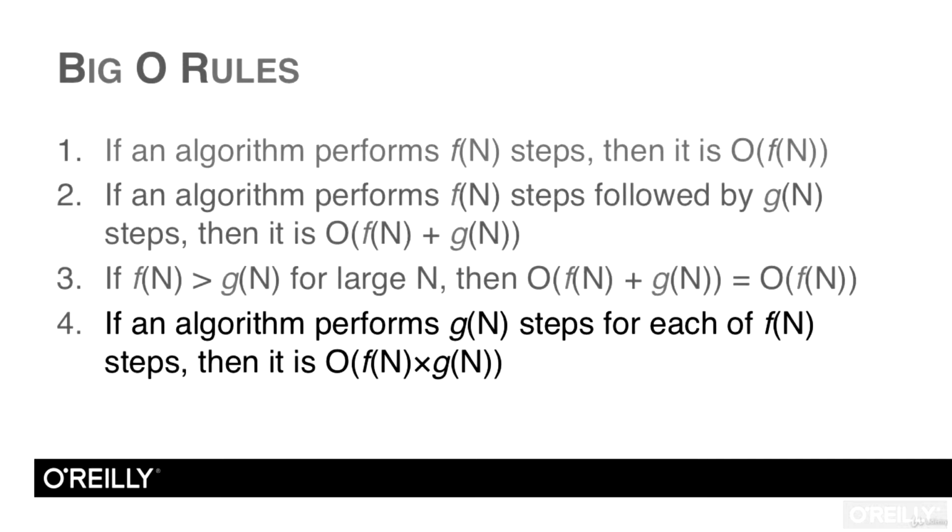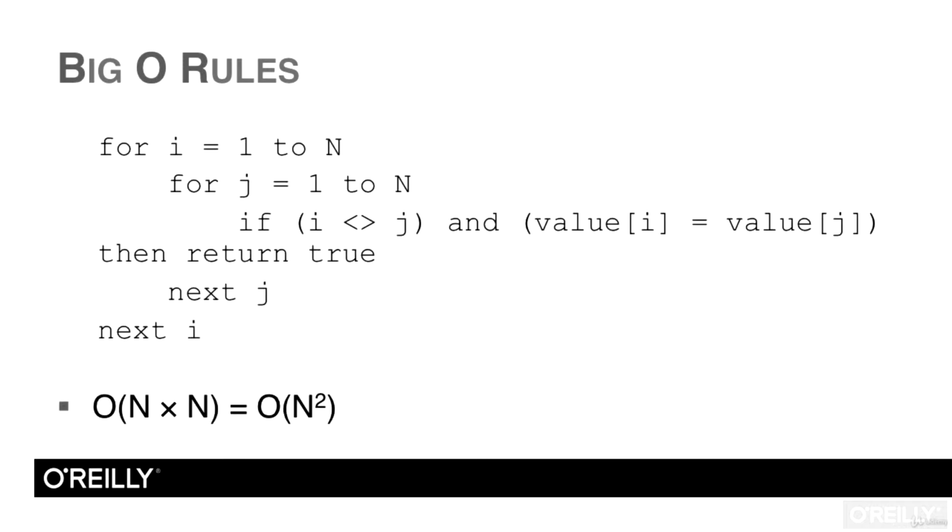Rule 4 says, if an algorithm performs g of n steps for each of f of n steps, then its behavior is order f of n times g of n. For example, this algorithm determines whether an array contains two identical values. The for i loop loops through the array. Nested inside that loop, a for j loop also loops through the array. Within the inner loop, the program compares the values at positions i and j.